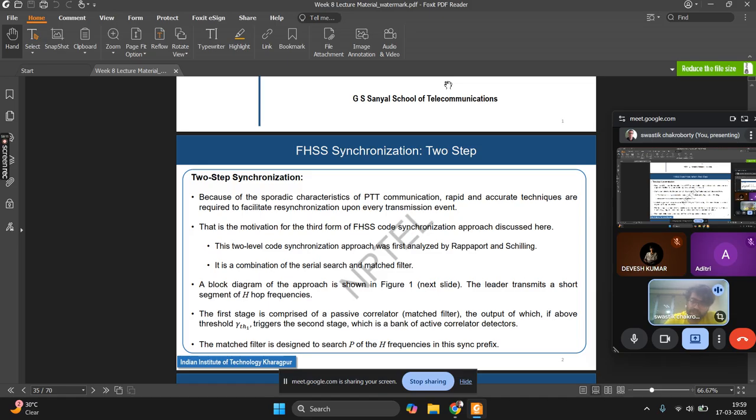In the particular mechanism, that is the push to talk mechanism, PTT, you have bursty traffic, you have a sequence, then there may be silence, then again there is a sequence. So in the periods of radio silence, the clocks in the transmitter and receiver will go out of sync. So before every transmission, you have to resynchronize.